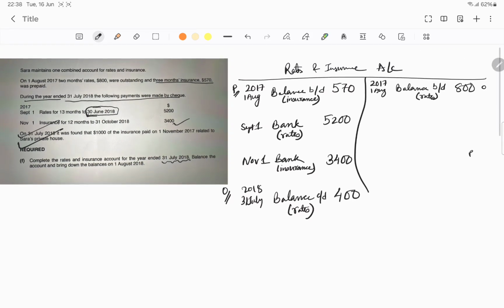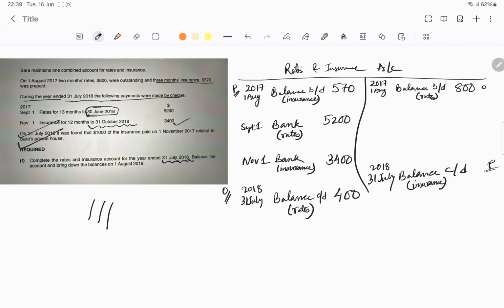Next, we have insurance paid up to 12 months, till 31st of October. The year ends on 31st of July, so August, September, and October, that means 3 months insurance is prepaid. Prepaid is written on the credit side. Closing prepaid comes here. We write 31st of July 2018, balance carried down. This is for insurance. What is the amount of insurance for 3 months?